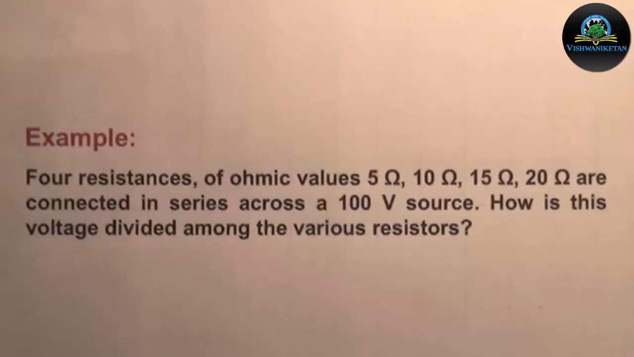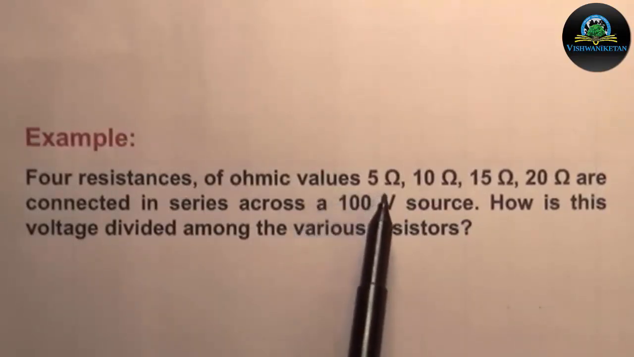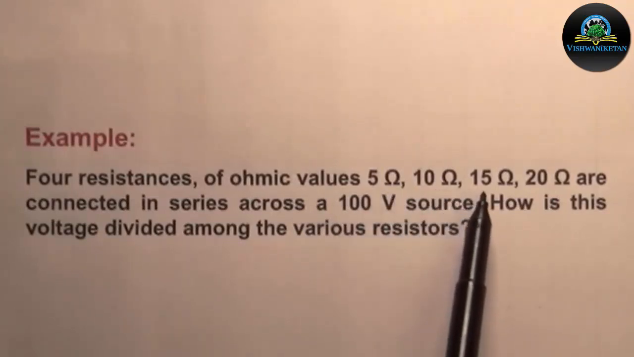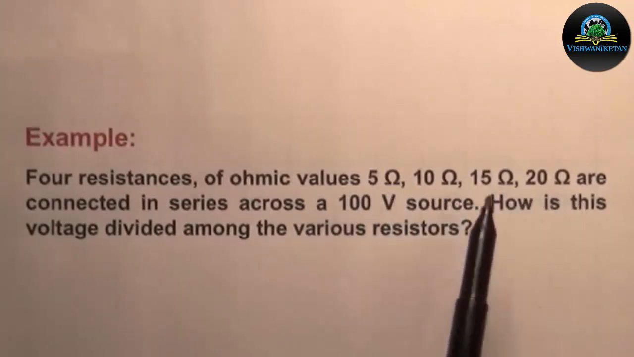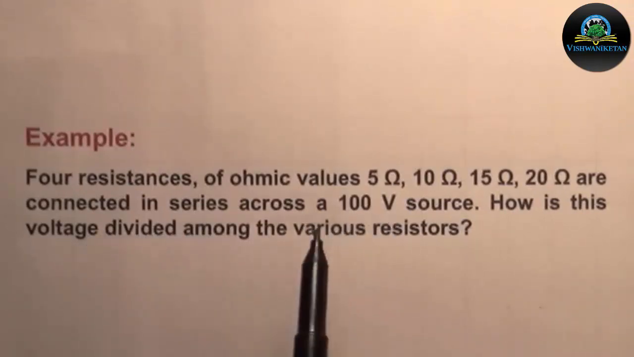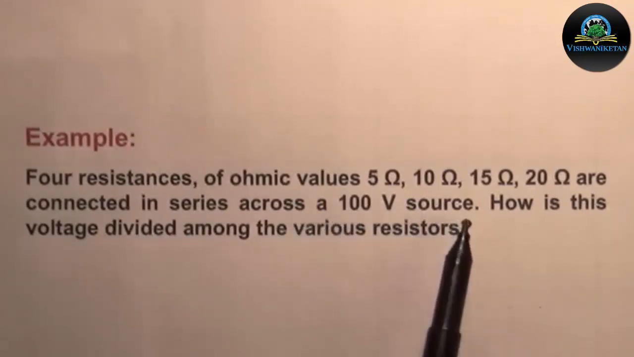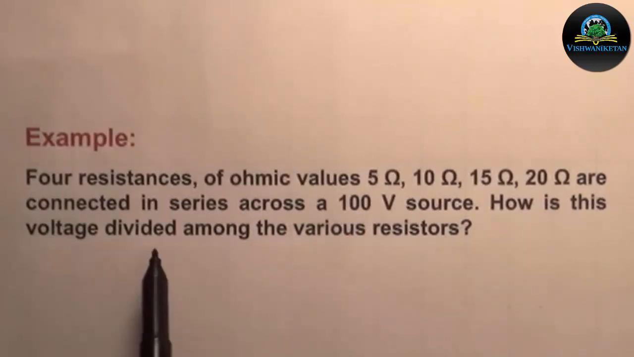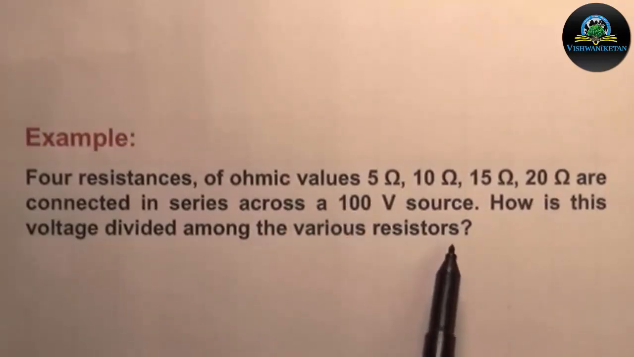Today we will solve an example on series circuit, and according to that numerical we will study the characteristics of series circuit. The example which I am using is: 4 resistances of ohmic values 5 ohm, 10 ohm, 15 ohm and 20 ohm are connected in series across a 100 volt source. How is this voltage divided among the various resistors?